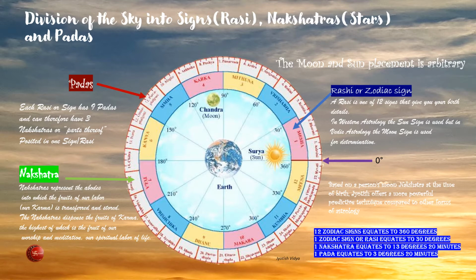And we can see the details garnered here from the zodiac into the nakshatras, which are the stars, and the padas of the nakshatras, which are the Dharma, Artha, Kama and Moksha. The 12 zodiac signs equate to 360 degrees. One zodiac sign or rashi equates to 30 degrees. One nakshatra measures 13 degrees 20 minutes, and one pada equates to 3 degrees 20 minutes.